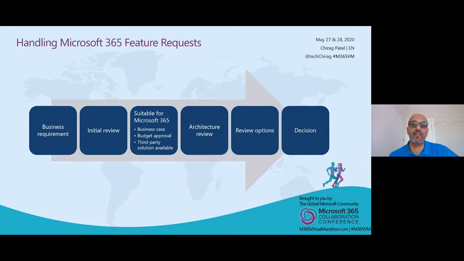Review that architecturally to see if it's going to be in line with your tenant and your other systems. Review those options, and then obviously inform the user around that. If you're not going to do it, tell them when you're going to do it, because otherwise they're going to find different ways of getting their requirements addressed. So hopefully that makes sure that you have that feature request process in place.